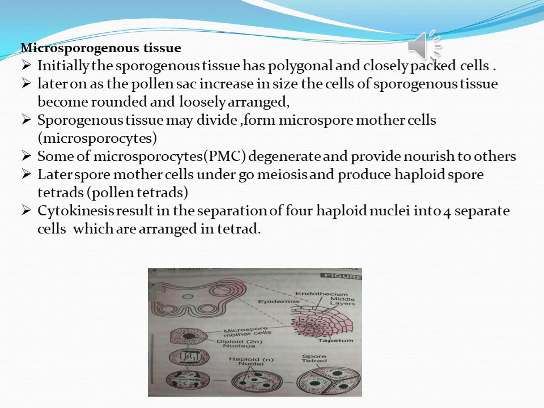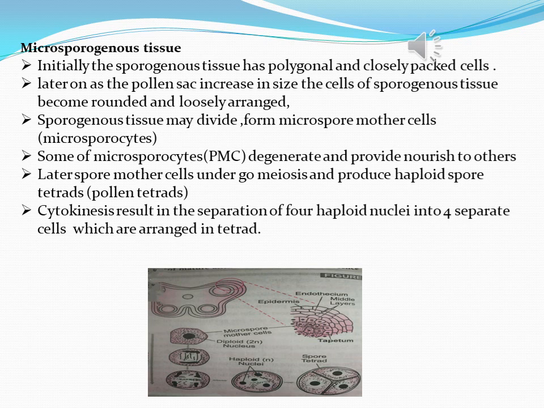We know that the movement of cytoplasm results in separation of 4 haploid nuclei. So cytokinesis results in separation of 4 haploid nuclei into 4 separate cells. Okay, so after the meiosis, 4 haploid cells are formed, and due to the cytokinesis these 4 haploid cells get separated into 4 separate nuclei, and they are arranged in the tetrad.